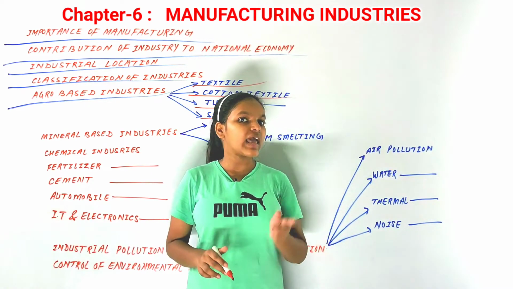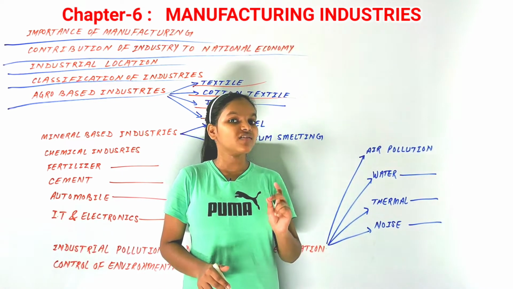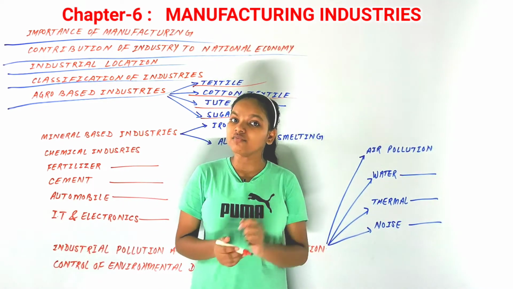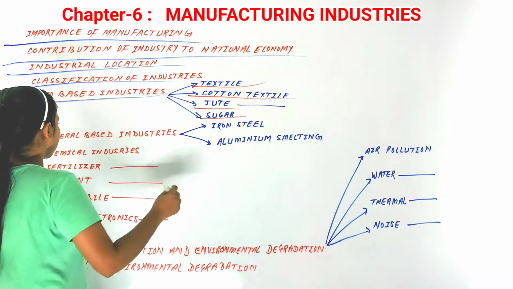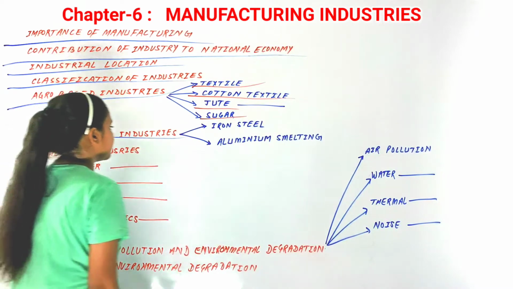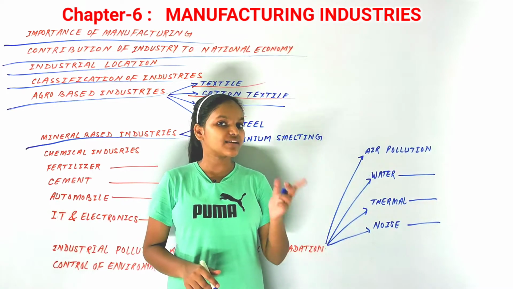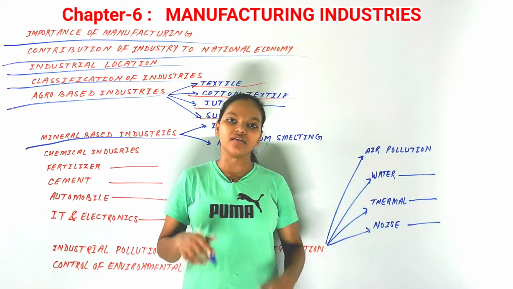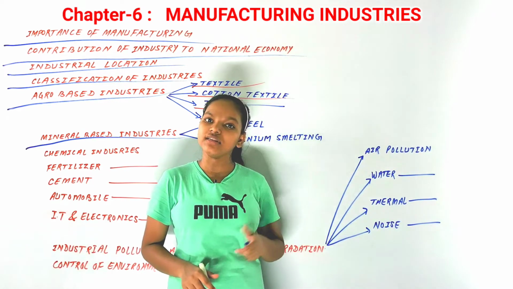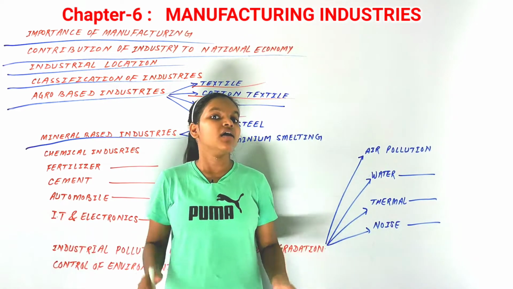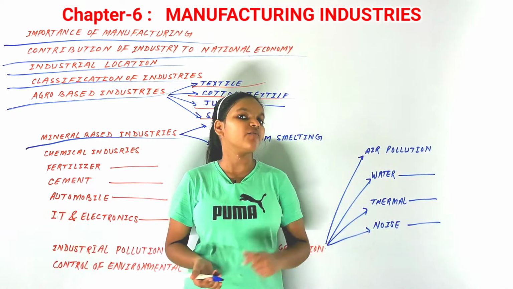We talked about the agro-based industries. That was the first classification, on the basis of raw material. Now the second classification is mineral-based industries, so let's discuss them with the next topic. Mineral-based industries are those based on minerals and metals as their raw materials, like iron and steel and aluminium. We will only discuss these two, as they are the main mineral-based industries in our country. Let's discuss them one by one.